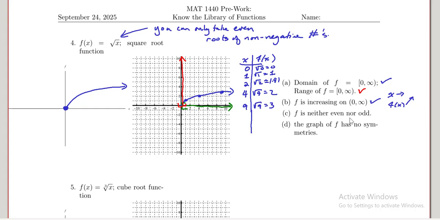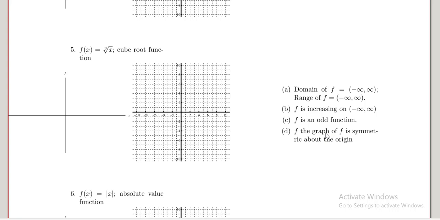This function is neither even nor odd, and we see that because the domain doesn't allow me to plug in the opposite number. So while f of 4 is equal to 2, f of negative 4 is undefined. So it's neither even nor odd, and it has no symmetries either. Let's look now at the cube root function.